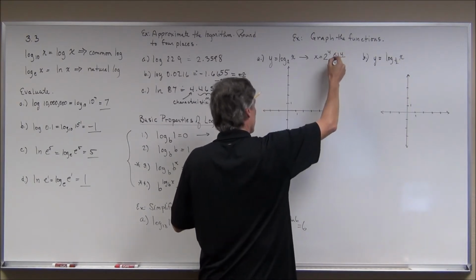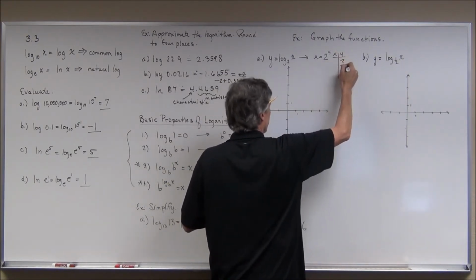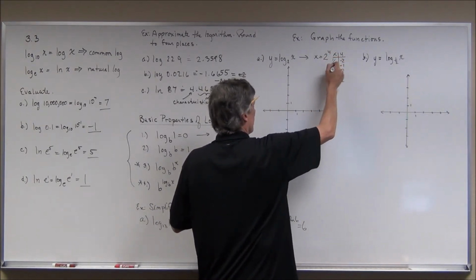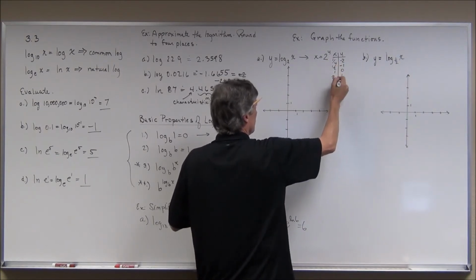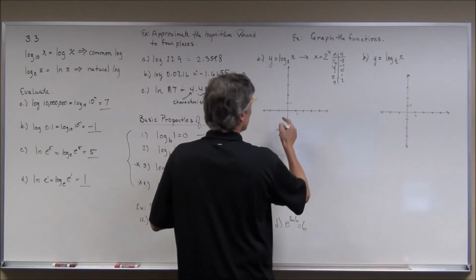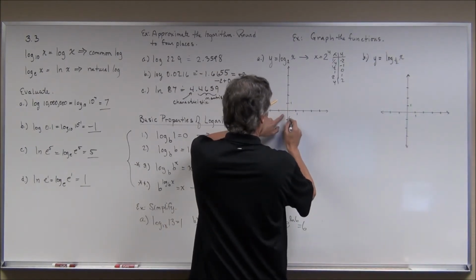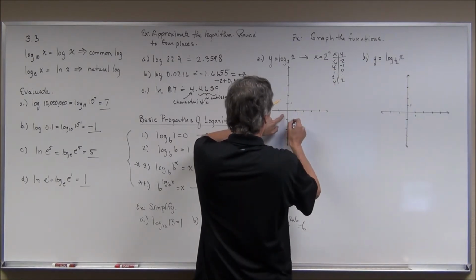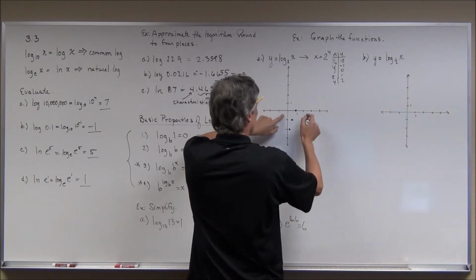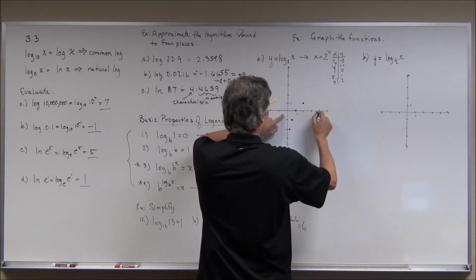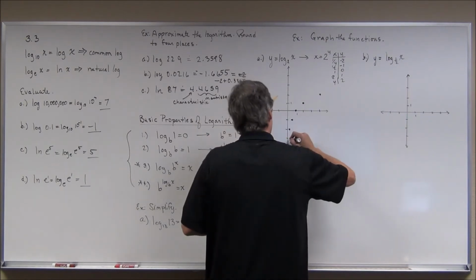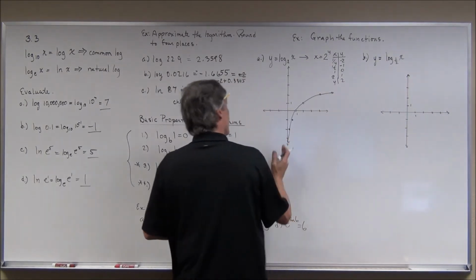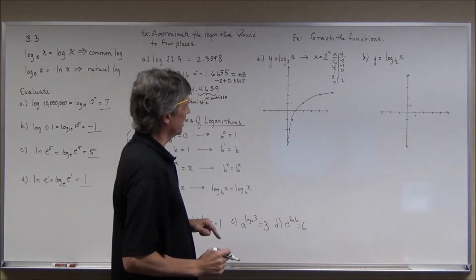So with x and y, instead of plugging a bunch of numbers in for x, I'll plug a bunch of numbers in for y. 2 to the negative 2, 1/4, 1/2, 1, 2, and 4. So if I graph these points, I have 1/4, negative 2. I have 1/2, negative 1. I have 1, 0. I have 2, 1. And I have 4, 2. And look at this graph, where it has a vertical asymptote of the y-axis, x equals 0.